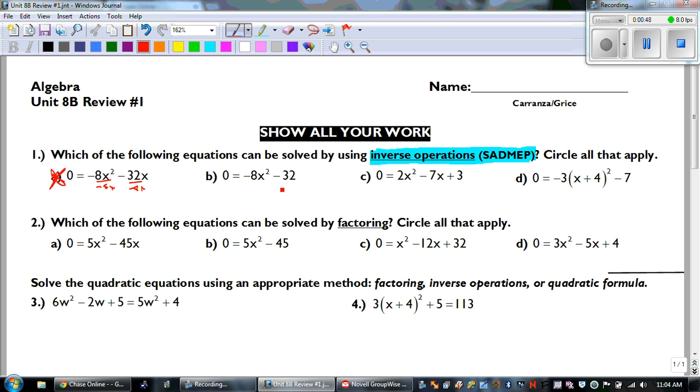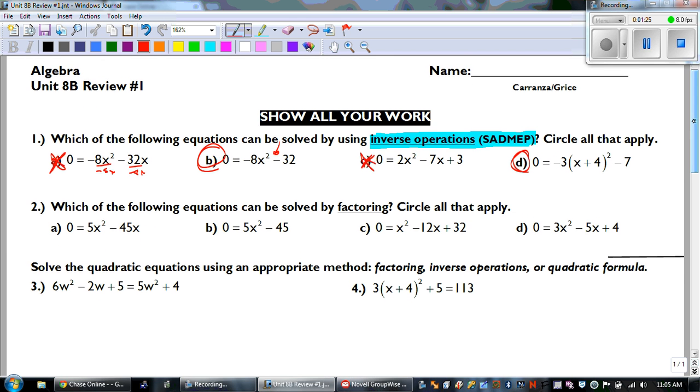Now B, how would I solve this? Well, there's no linear term, and if there's no linear term, that's when we use inverse operations. C, the 2x squared minus 7x plus 3. No. Okay. There's a linear term there, so we cannot use inverse operations. What about D? Yeah, if it's in vertex form, we can use SADMAP.